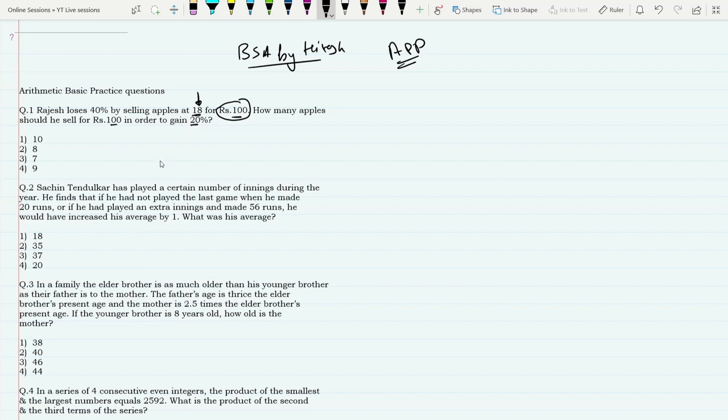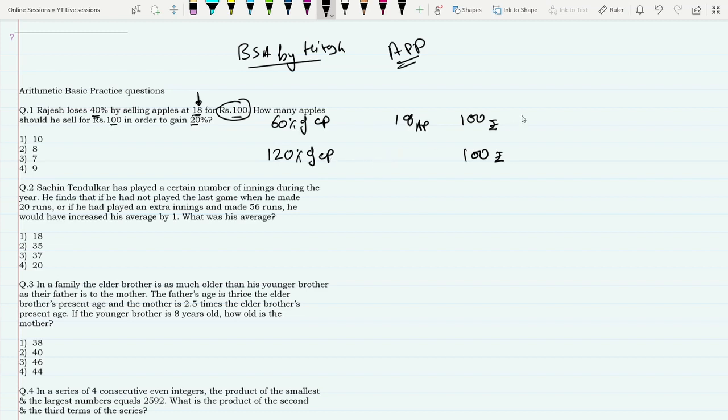So let us focus on fundamentals here. 100 rupees are not changing. You have been given two scenarios, so you can compare the two scenarios. So 40% was the loss. When you lose 40% of your money, you are getting back 60% of the cost price. And in doing this, you handed over 18 apples to the customer. Now, when you want to gain 20%, that means you are getting 120% of the cost price back.